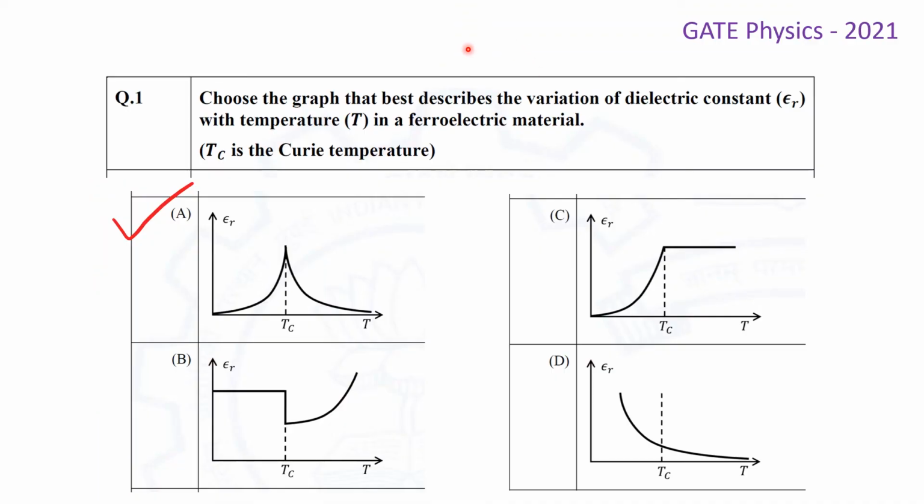So, according to our solution, we found that option A, that is the first graph, describes the variation of the dielectric constant epsilon r properly with temperature in a ferroelectric material, where Tc is the Curie temperature. So Tc is actually the phase transition temperature from the ferroelectric phase to the paraelectric phase.